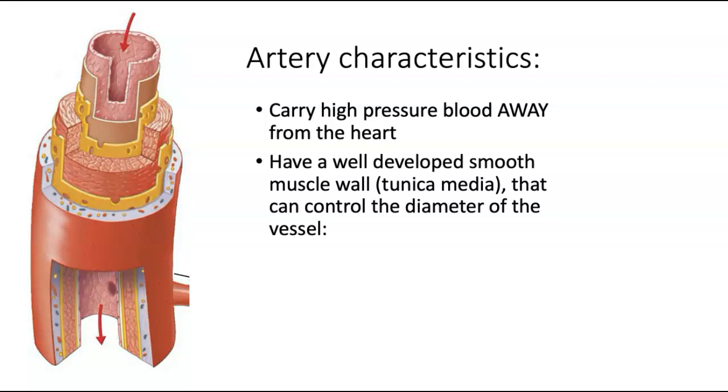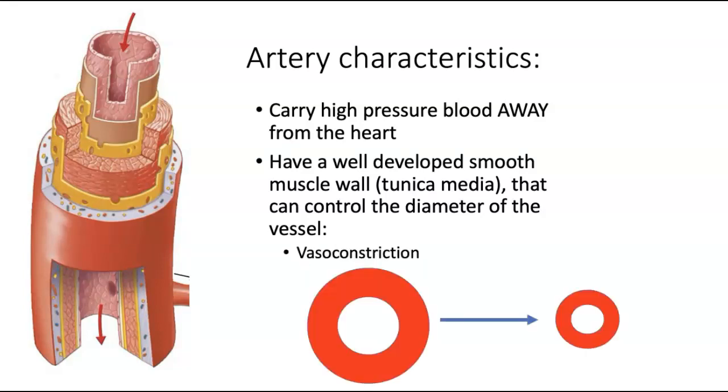Arteries have a well-developed smooth muscle wall, the tunica media, and we just took a look at that. But the significance of that is that because there is a thick smooth muscle layer, that's going to be able to control the diameter of the vessel. And so in arteries, you can see something called vasoconstriction. Vasoconstriction would be when the smooth muscle contracts, and that decreases the diameter of the vessel.